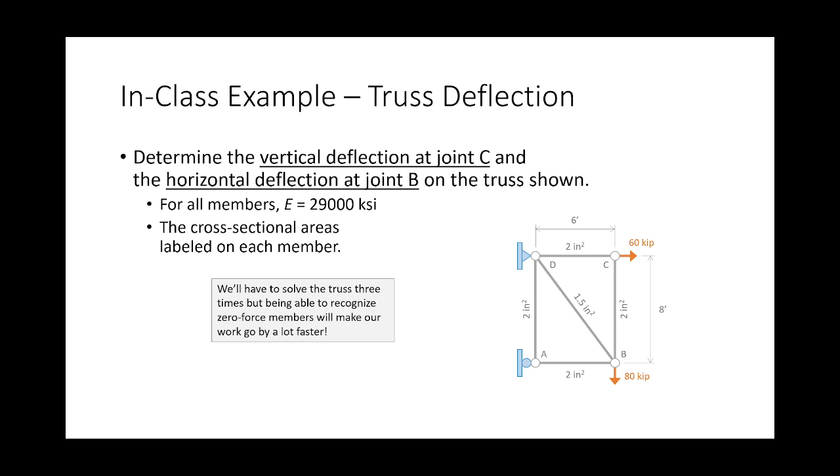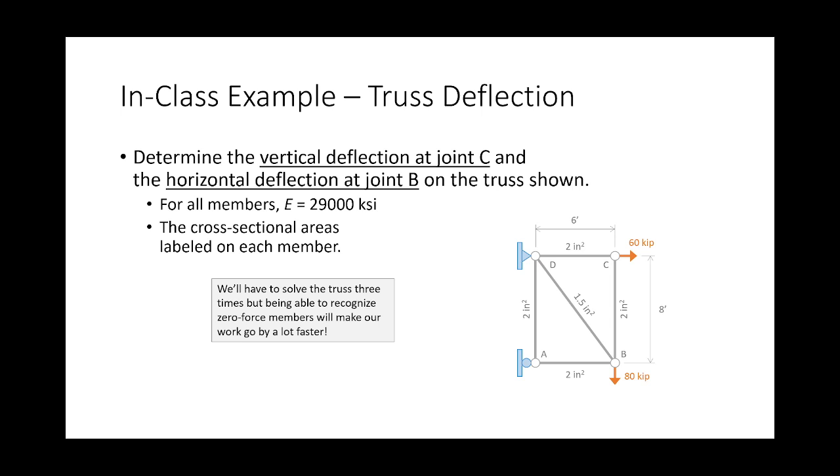Okay, so we're going to determine the vertical deflection at joint C, and then we're going to determine the horizontal deflection at joint B. So what this means is we're going to have 3 separate truss analyses we got to do, but we had a tiny truss, so it's not that big of a deal. I've got the truss labeled here, and notice I've got all the cross-sectional areas labeled. For all the members, I've told you that E is 29,000 KSI.